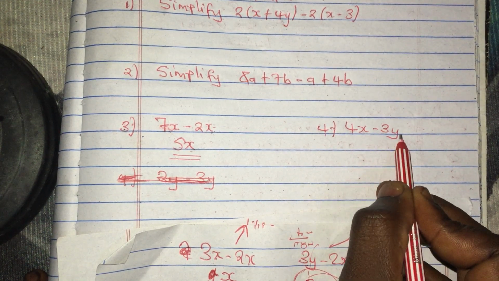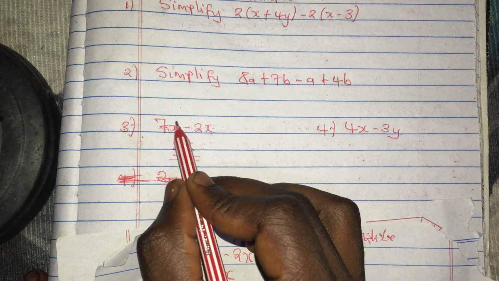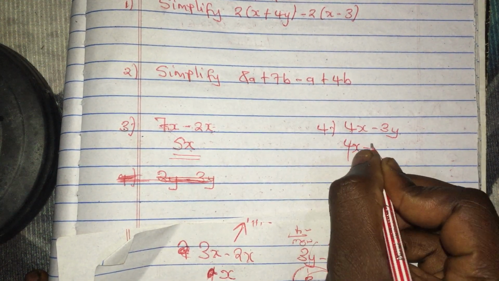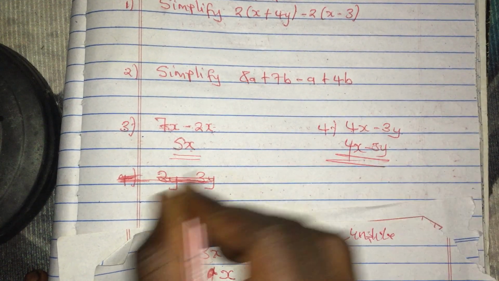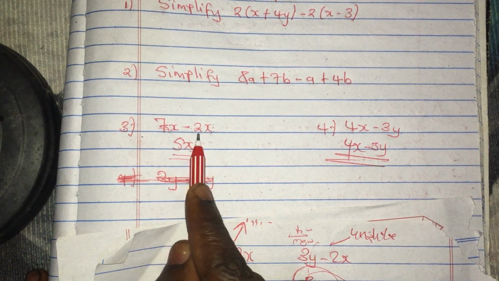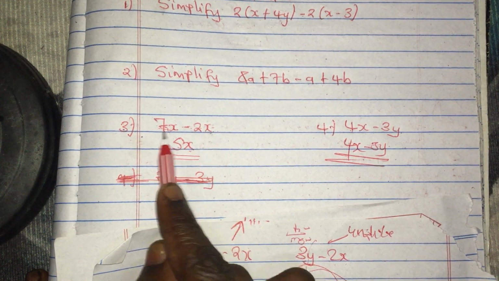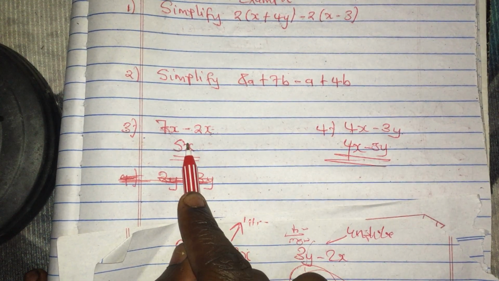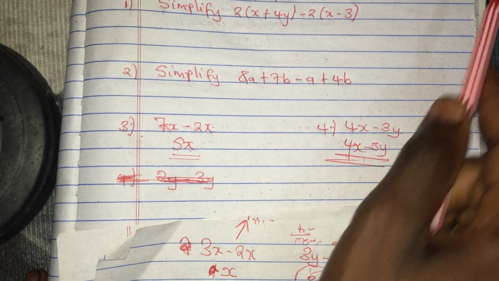Then here we have 4x minus 3y. These are unlike terms, these are like terms, and these are unlike terms. So the question will just remain the way it is, because we cannot go any further here. You have seen, these are what we call like terms because the letters here are the same, and here the letters are different. All right, so this is how we solve this one and also the other one.